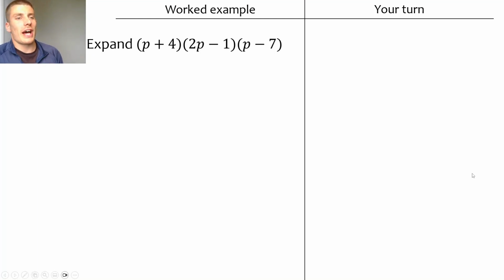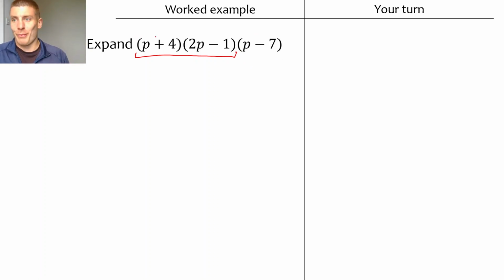Okay, so on to this question now, and a bit like on the previous video where we saw if you have more than two brackets, you begin by expanding the first two. So in this question, you want to expand the first two brackets and then multiply it by the last bracket at the end. Let's do that.